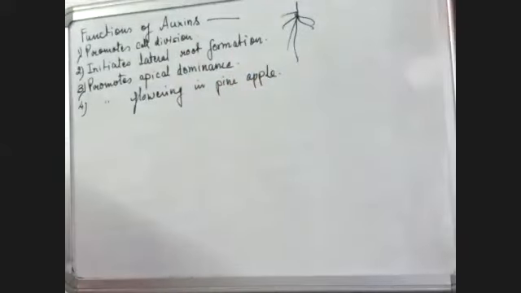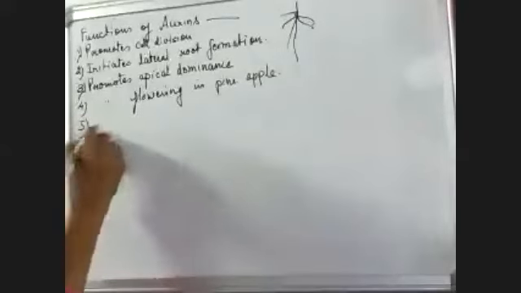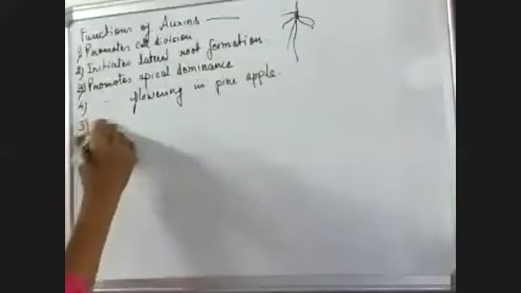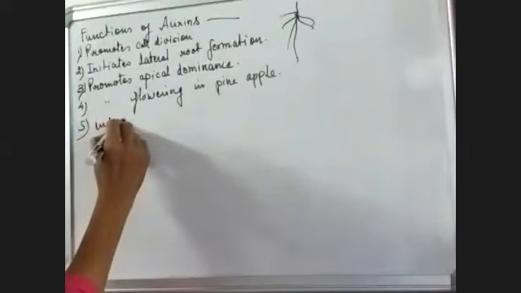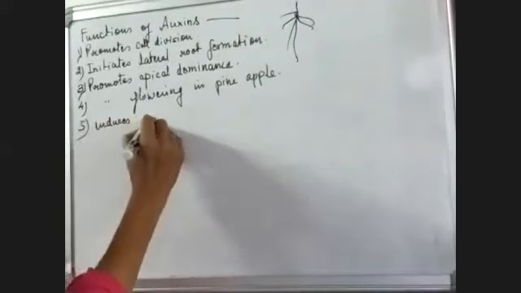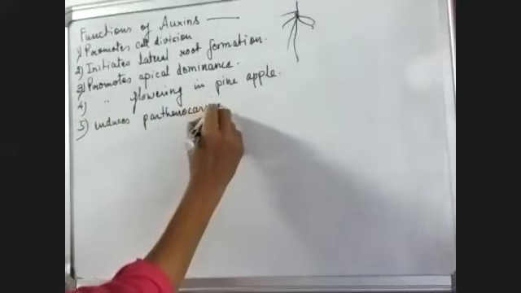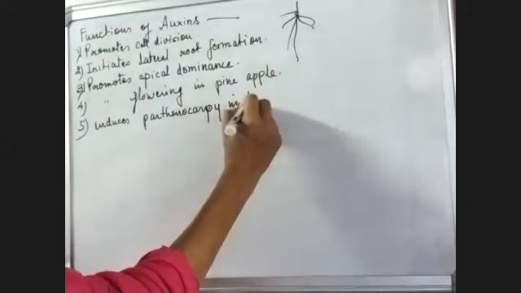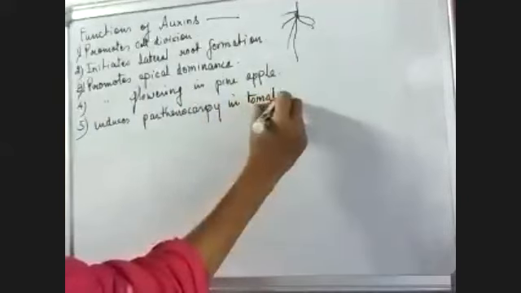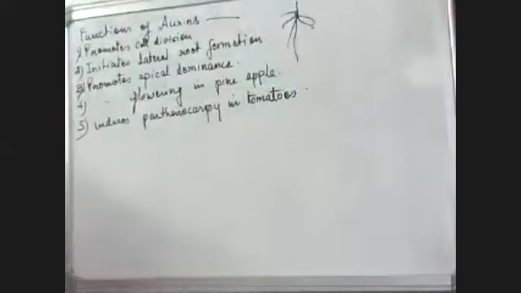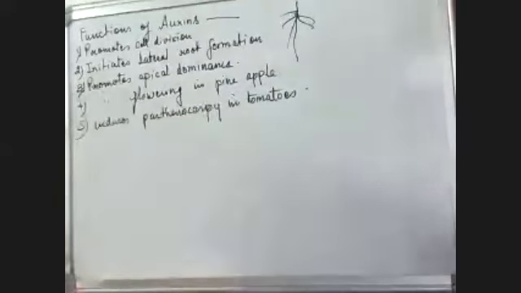At the same time, it induces parthenocarpy in tomatoes. What is parthenocarpy? Parthenocarpy is development of fruit without fertilization. So development of tomatoes without fertilization is promoted by auxins in tomatoes.